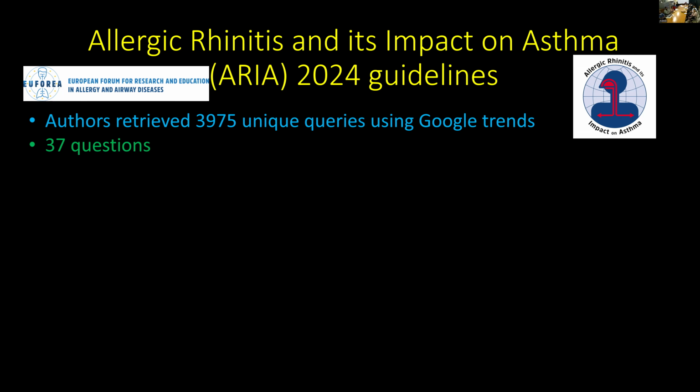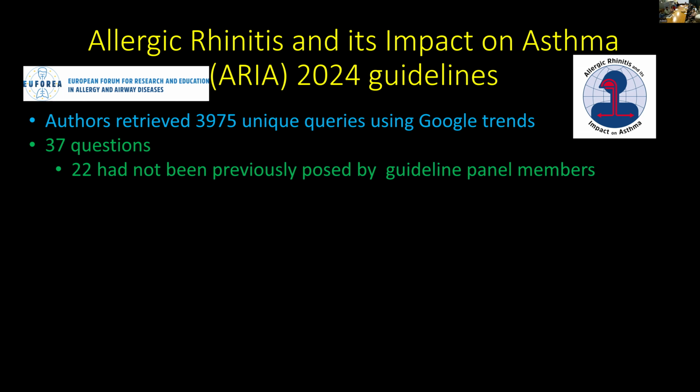From those unique queries, what are people searching? That's the query. They got 37 questions. So Google Trends led them to 37 questions which it suggested should be answered in the guideline. 22 had not been previously posed by the Guideline Development Committee. Finally, after a lot of debate, they took two of those.